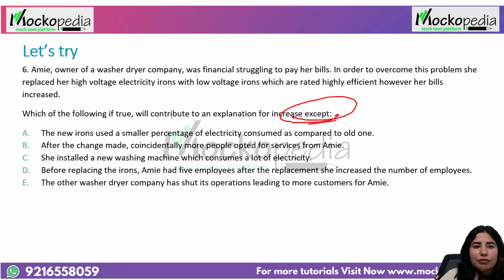Amy, owner of a washer dryer company, was financially struggling to pay her bills. In order to overcome this problem, she replaced her high voltage electricity irons with low voltage electricity irons, which are rated highly efficient. However, her bills increased. So she was having difficulty in paying the bills. So she replaced her high voltage irons with low voltage irons.